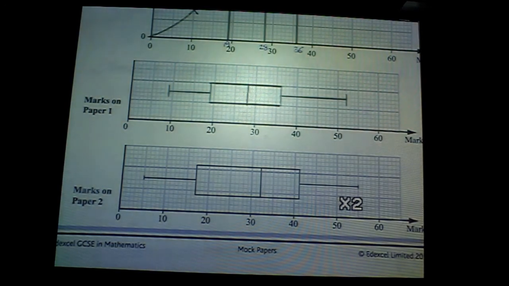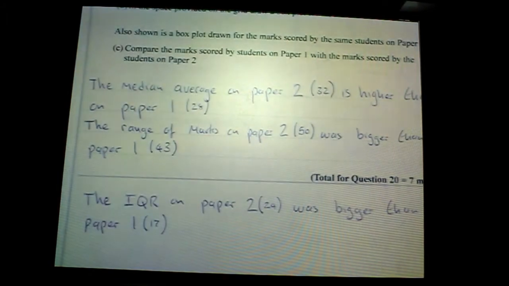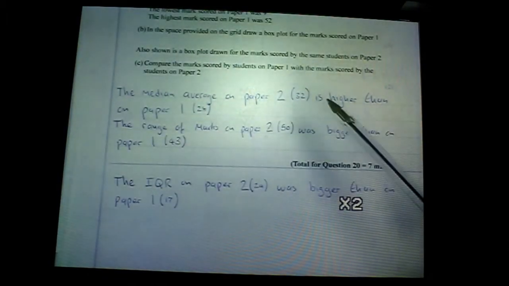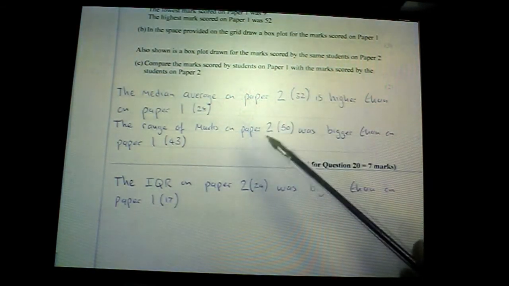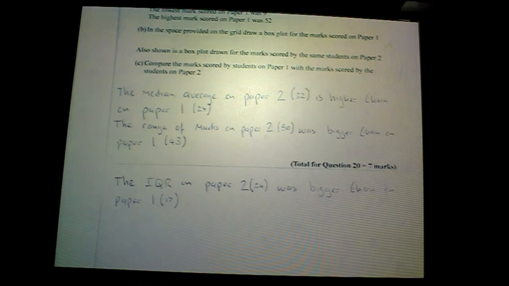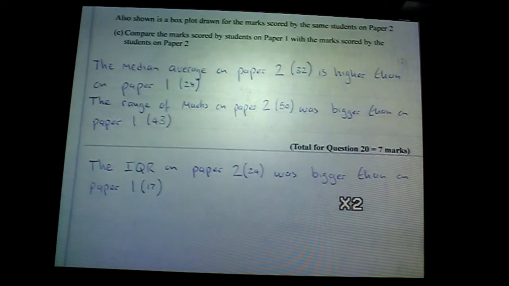There's lots you could say, but here's what I've chosen to say. This is what the mark scheme advises. The median average on paper 2 is higher than on paper 1. I've actually quoted what the medians are as well. The range of marks on paper 2 was bigger than on paper 1, and again I've quoted what they are. And I was just trying to show off here. I've said that the interquartile range on paper 2 was bigger than on paper 1.